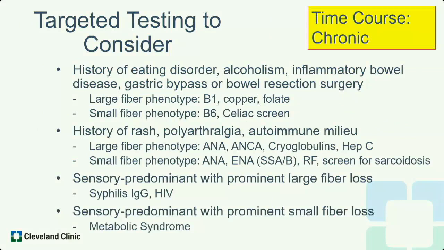In terms of targeted testing, I'm not going to go through all of these. But again, really hammer on their GI history, their history of alcohol, and the metabolic syndrome issue. Then, depending on their exam, that can sometimes point you in one direction, or your EMG for that matter. If they're sensory predominant on exam, if they're small fiber predominant, that might lead you down an autoimmune road, a B6 deficiency, things like that. If they're large fiber, it's more of a B1, copper, folate road in terms of the pathophysiology of those different disorders.